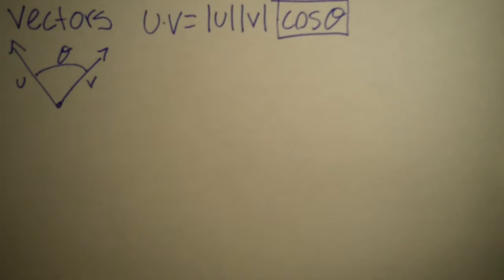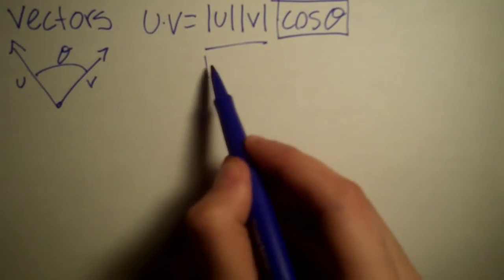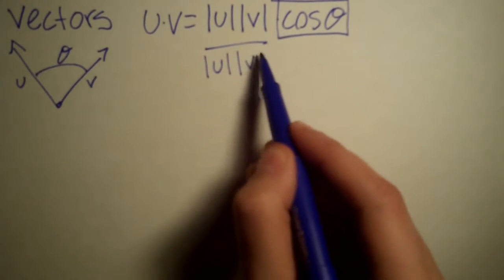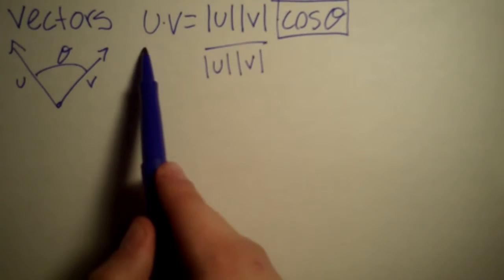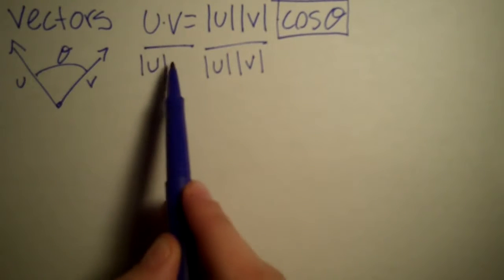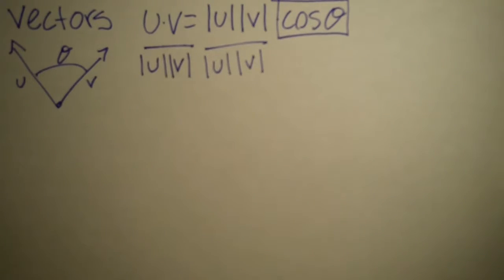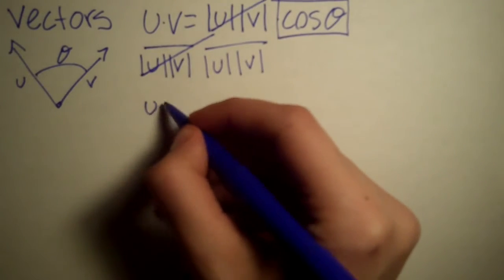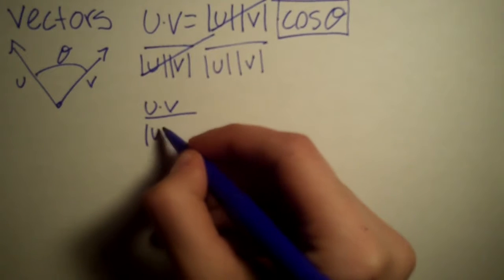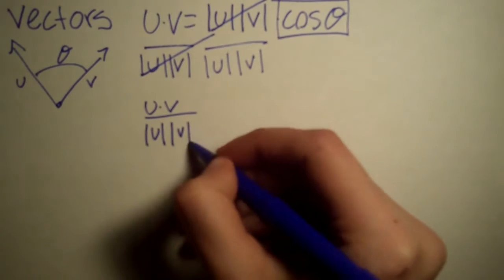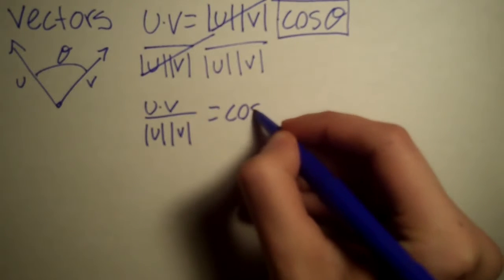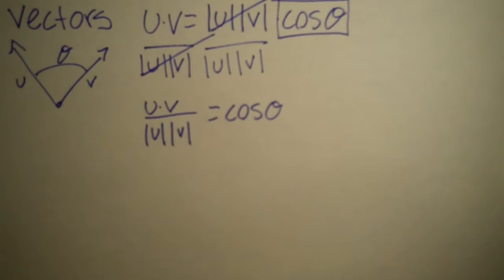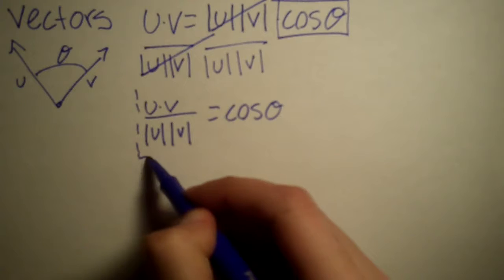So what we need to do is isolate it in this expression. And how we're going to do that is by getting rid of everything we don't need. We do this by division. And what you do on one side, you must do to the other. These cancel. The new expression is u times v over the magnitude of u times the magnitude of v equals cosine theta. And this is the expression we will be using.